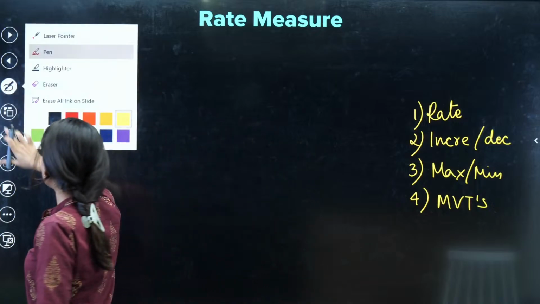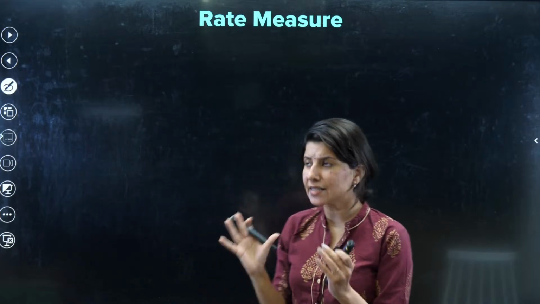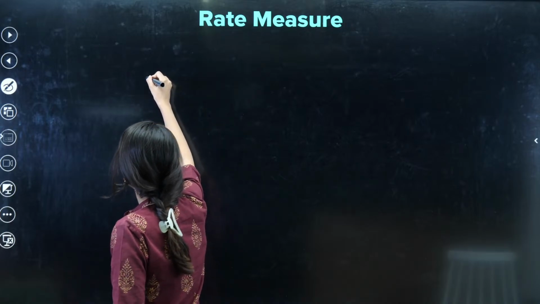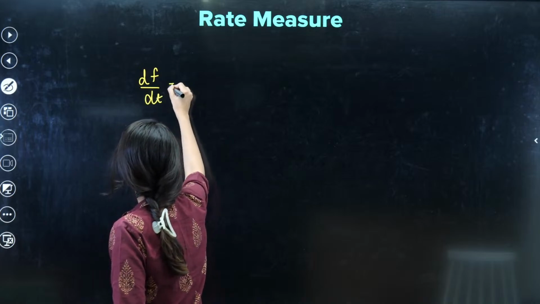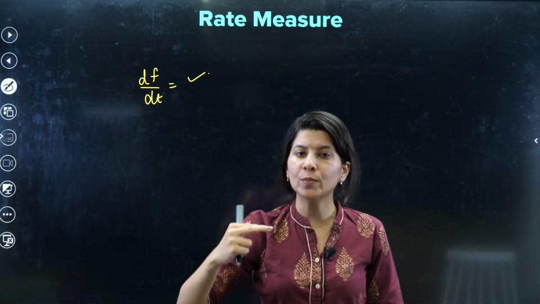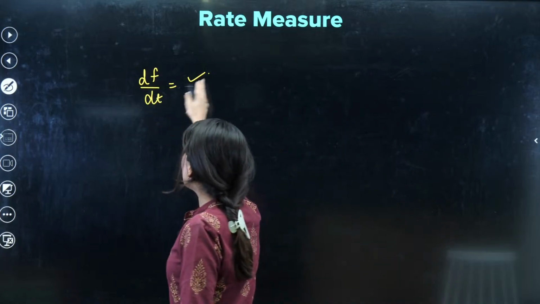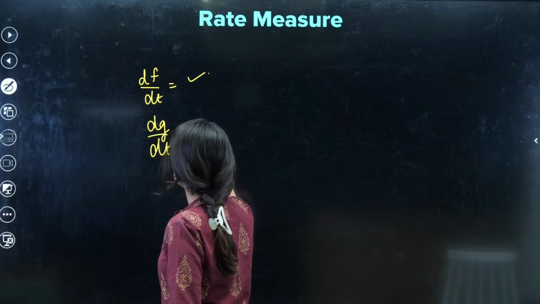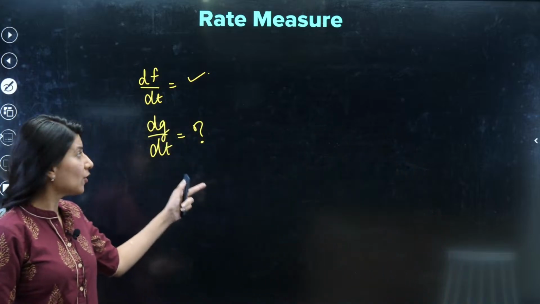Let's study the rate measure. So how are the problems related to rate measure given to us? Let us understand that first. There are some types of problem wherein a particular rate is given. Suppose df by dt is given to you, the rate of change of one quantity. It may be volume, it may be radius, it may be length, it could be anything. So df by dt is given to you and dg by dt is asked from you. So how to tackle such a problem if one rate is given and another rate of change is asked?